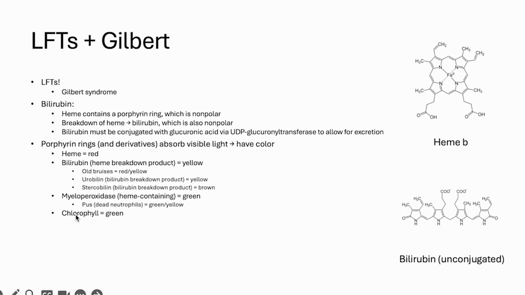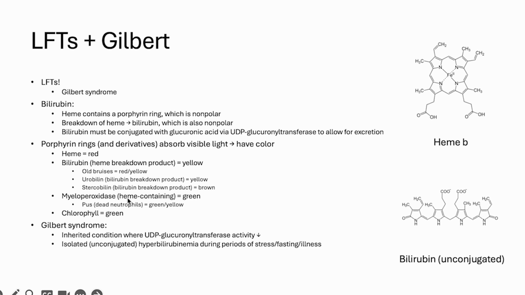Chlorophyll is the same thing, right? Chlorophyll is green, and when it breaks down, it also creates a colored compound, right? Because it is also a porphyrin ring with lots of conjugated double bonds. And that's why in the fall, you get all of the nice colors in the leaves.